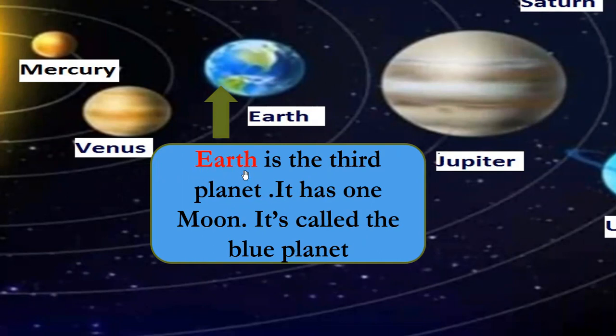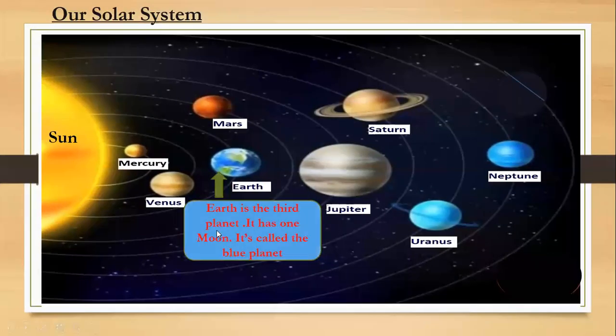Again, Earth, كوكب الأرض, is the third planet. هو الكوكب الثالث. It has one moon. لديه قمر واحد. الأرض لديها قمر واحد. Moon يعني قمر. It's called, ويدعى هذا الكوكب, the blue planet, الكوكب الأزرق. Why do we call Earth the blue planet? Because there is lots of water on it. يوجد كثير من الماء عليه. So we call this planet the blue planet. سميناه الكوكب الأزرق. So Earth is the third planet. It has one moon. It's called the blue planet.